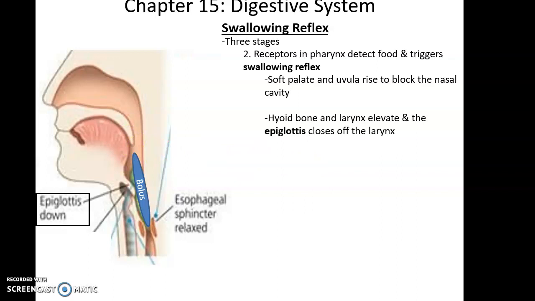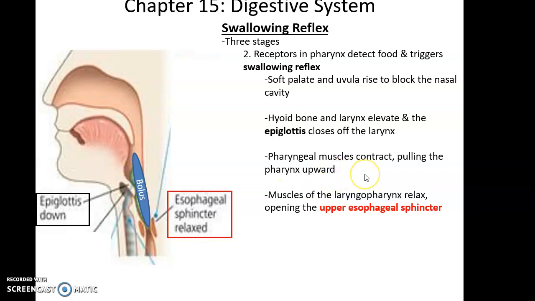This causes the soft palate and uvula to rise to block the nasal cavity, and also causes the hyoid bone and larynx to elevate and the epiglottis to close off the larynx. So again, we're blocking off the nasal cavity and blocking off access to the larynx.